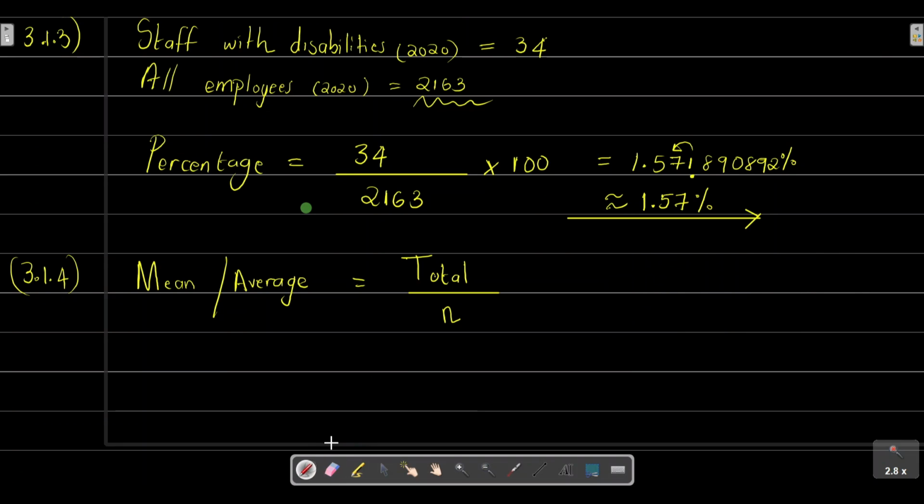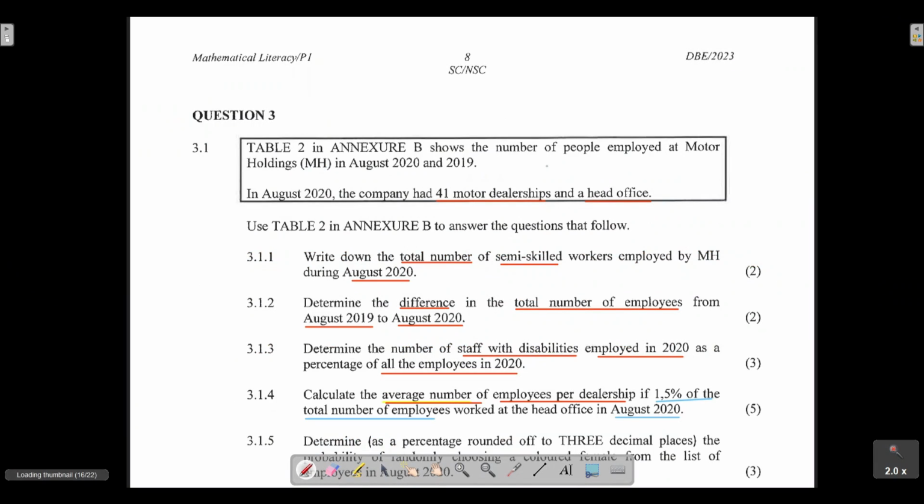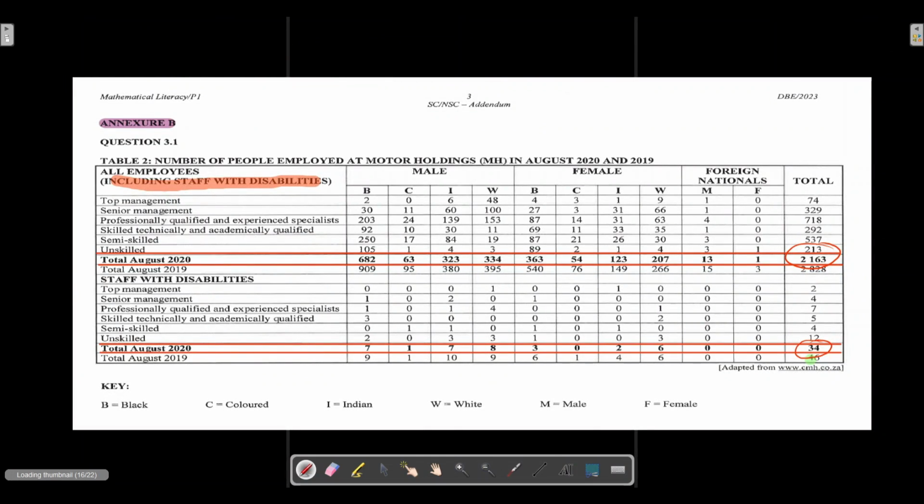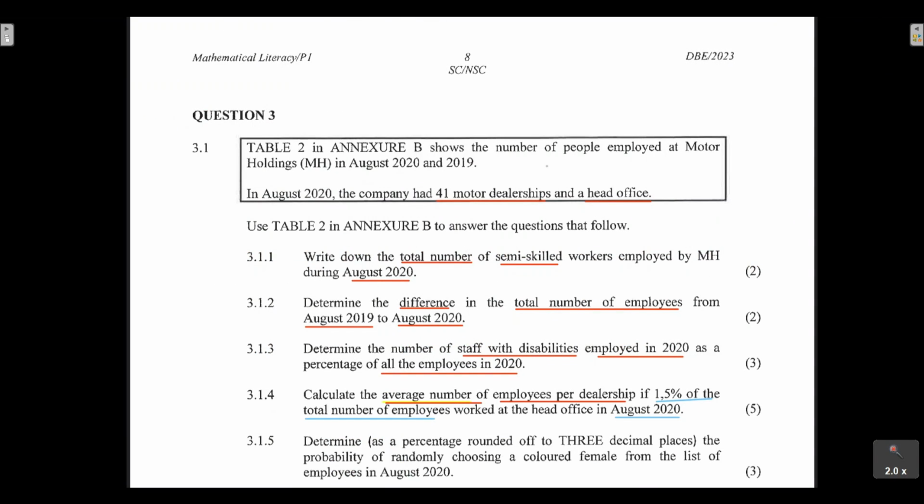Okay, so this is basically going to be our starting point. This question asked us to determine the average of what? Average number of employees per dealership. Here we already know that we need to determine the total number of employees in the dealership. What is our n? We already know that. Our n is equal to 41, because we were told that.